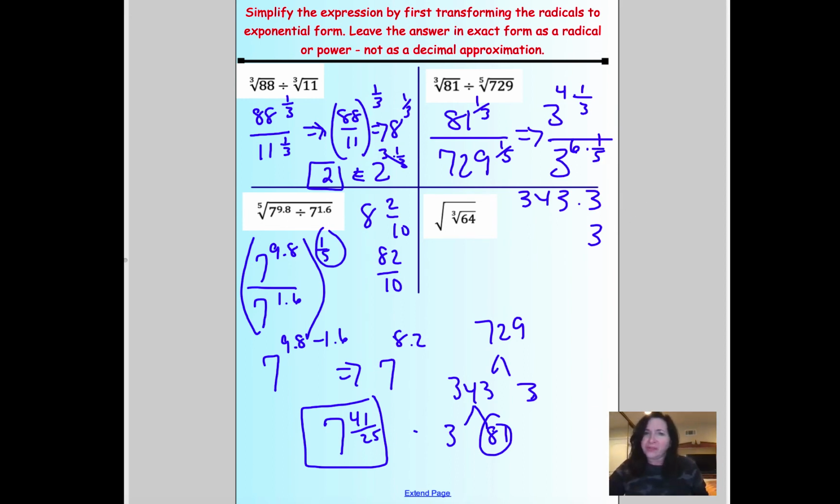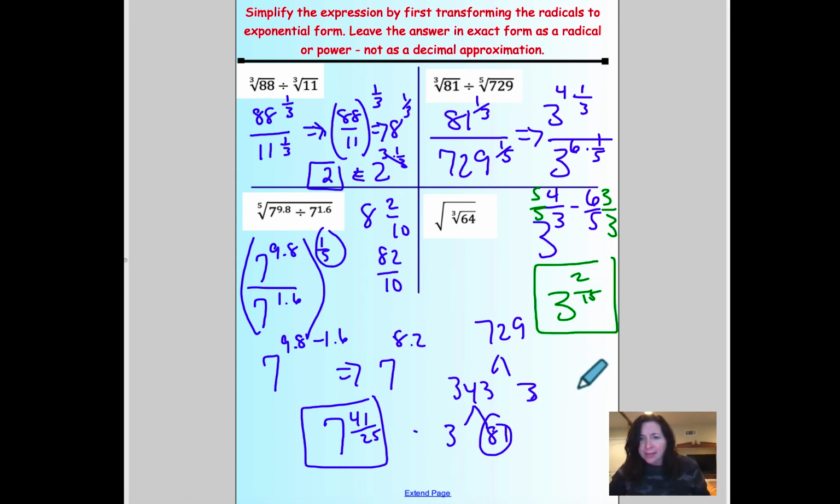If the bases are the same, you keep the base and subtract the exponents, right? So we're going to get 3 to the 4 over 3 minus 6 over 5. Get a common denominator, which is going to be 15. I multiply by 5 over 5 and 3 over 3, so I get 20 minus 18. So I get 3 to the 2 over 15. We're done. That's my answer. I can rewrite it as the 15th root of 3 squared, or 9, but this is completely fine.